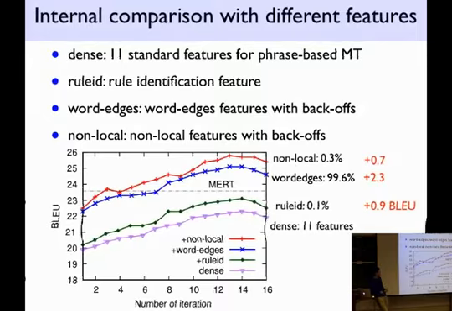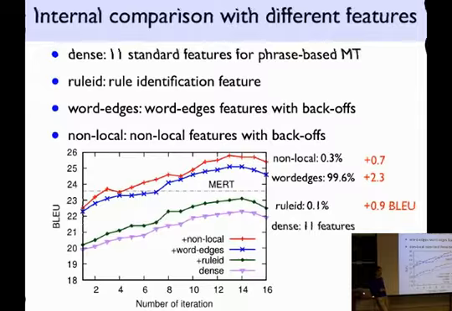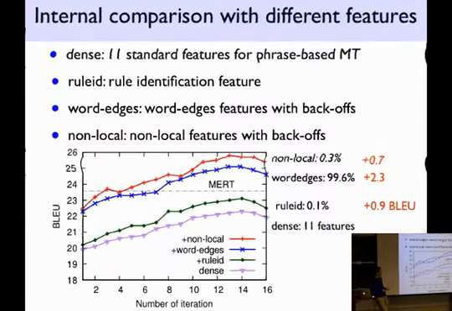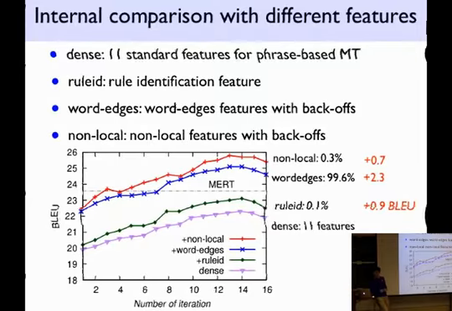Okay. And the last improvement is from the non-local features. As I said, we only have 2 non-local feature templates, so in terms of instances, less than 1%. But that less than 1% of features offered almost a BLEU point improvement over the local features. That's also very interesting, so we should explore that more.